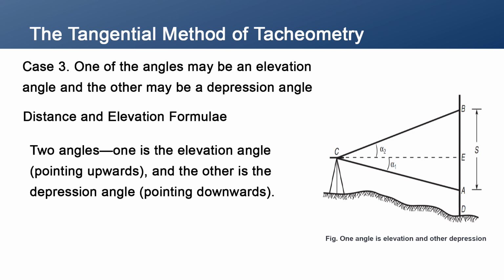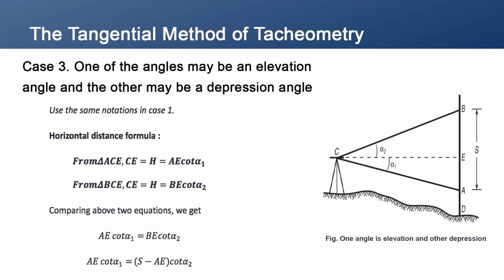The goal is to calculate the horizontal distance and the elevation difference between the instrument and a point on the ground where the staff is placed. From triangle ACE, we get CE = H = AE cot α1, and from triangle BCE, CE = H = BE cot α2. Comparing these two equations, we get AE cot α1 = BE cot α2.